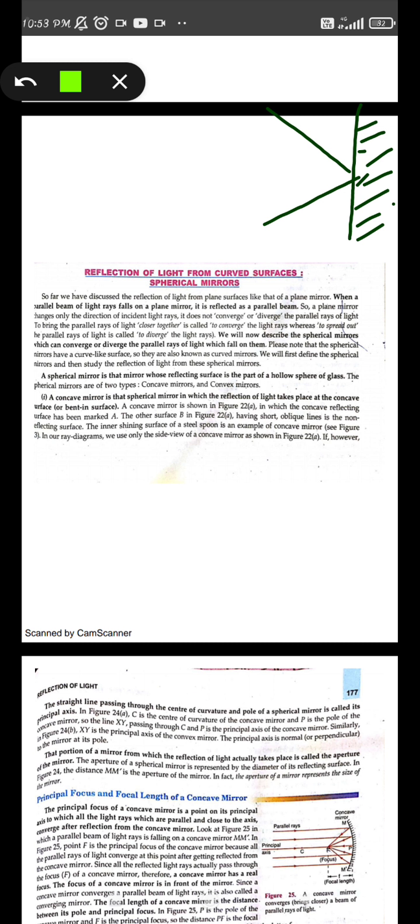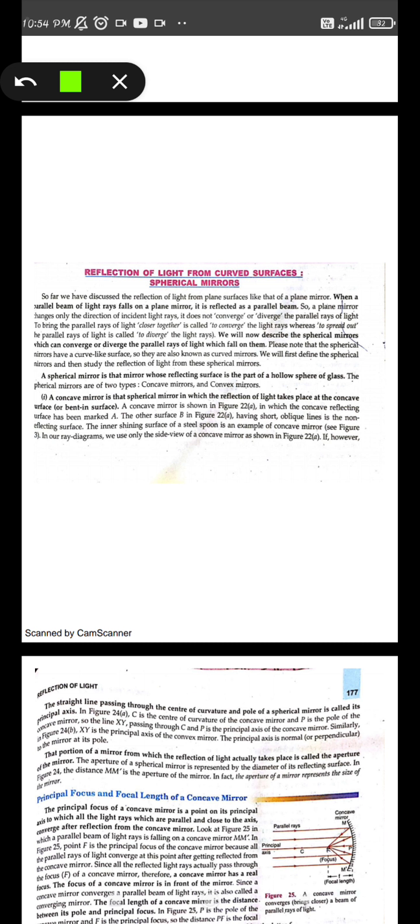So we can say that it is a part of a sphere or a hollow sphere of glass. So when we cut it out, we get a mirror which is called a spherical mirror. Now, we can see what the plane mirror was: whenever a light ray falls on the plane mirror, it strikes the surface, and from that point the parallel rays come out.